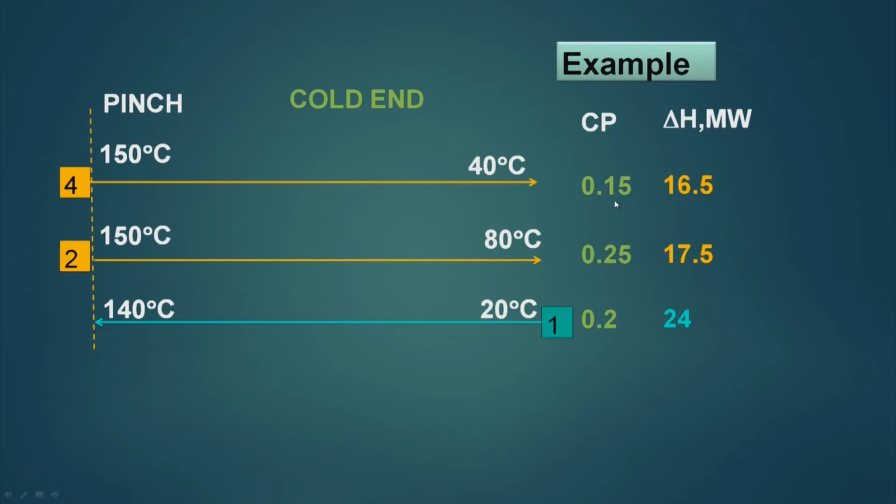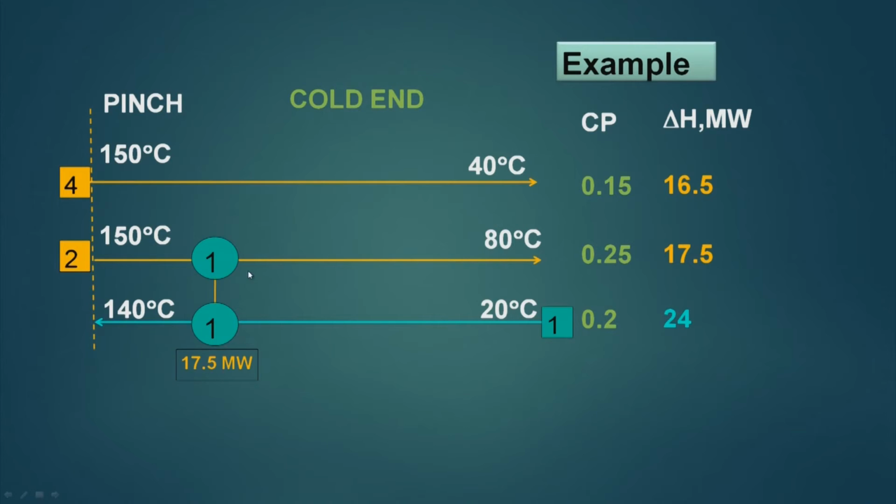Now, the Cp values are 0.15, for stream number 2 this is 0.25 and stream number 1 is 0.25, and the heat available with these two hot streams are 16.5 and 17.5, and the heat that can be received by this cold stream is 24 megawatt to heat it from 20 degree centigrade to 140 degree centigrade. Now, based on the Cp rules, we can place matches.